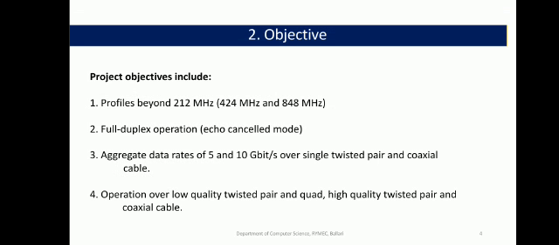Let's see the objective of this MGFAST technology. The ITU-T team aims to provide this rate of data transfer beyond 212 MHz of frequency by using full duplex operation, by aggregating the data rates of 5 and 10 gigabits per second over single twisted pair and coaxial cable.